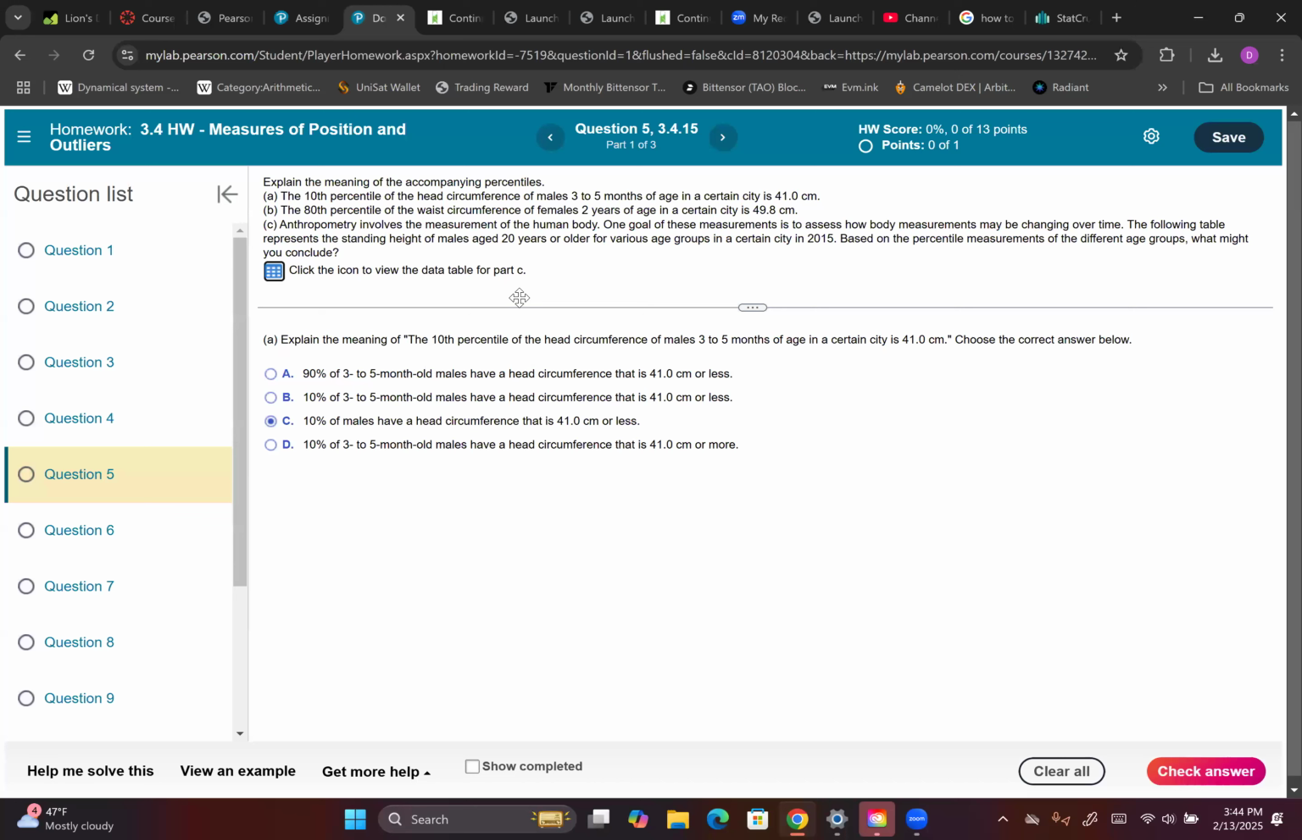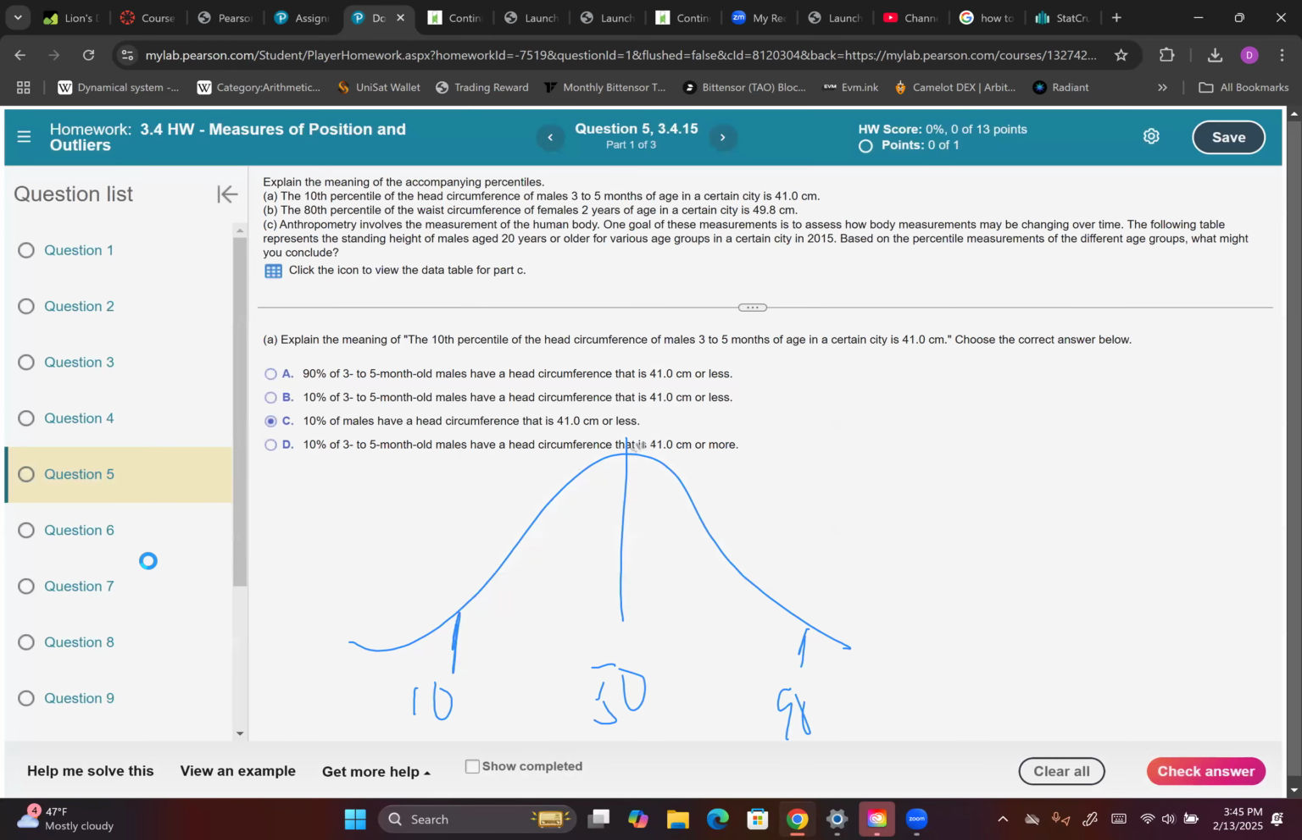But the 10th percentile is 10% of it. So think of it this way. This is the 10th percentile right here. Maybe this is the 90th. This is the 50th percentile. Okay, so it's probably B, right? Because 10 is way to the left. And we always go to the left. So all right.